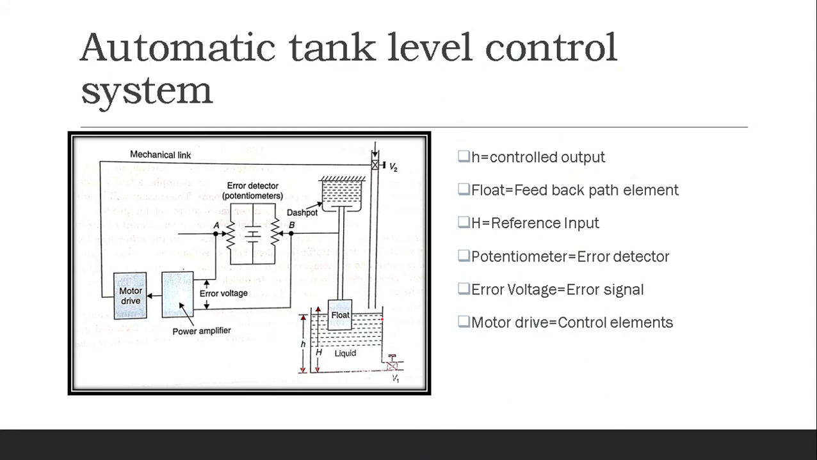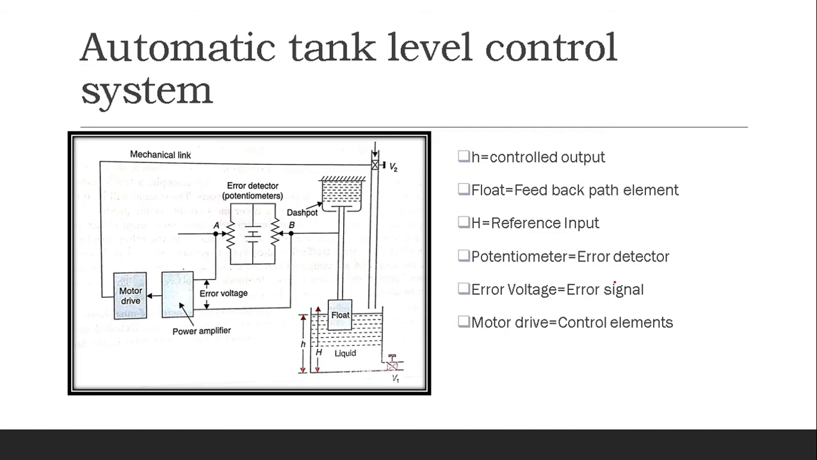So here you can see the automatic tank level controller system, and here we have defined the different terminologies. H is your controlled output, float is a feedback path element, reference input, and so on. Okay, now let us first understand the working of this, and then we'll try to understand all the terminology that we have already discussed. What is controlled variable, what is manipulated variable, what is your error signal.